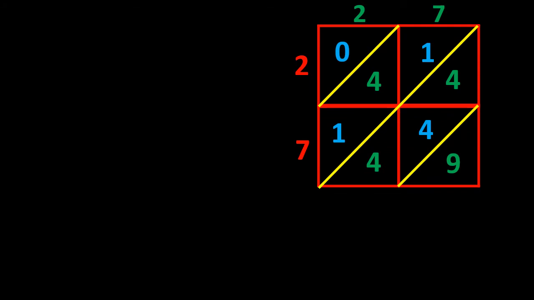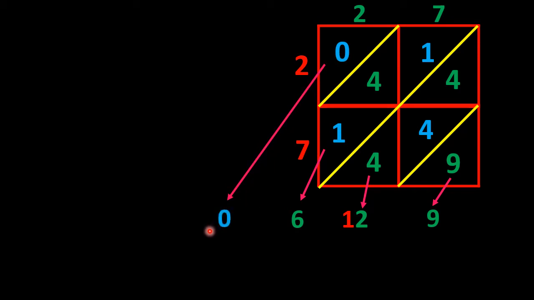Now we have to add the numbers which are between the diagonals. Here only 9 is there, so we write 9. Between these two diagonals there are 3 numbers: 4, 4, 4. If we add the 3 numbers, 4 plus 4 is 8, 8 plus 4 is 12. So from here we get 12. Between these two diagonals there are also 3 numbers: 1, 4 and 1. If you add these, 1 plus 4 is 5, 5 plus 1 is 6. So from here you will get 6. And here only 0, so we write 0 here.